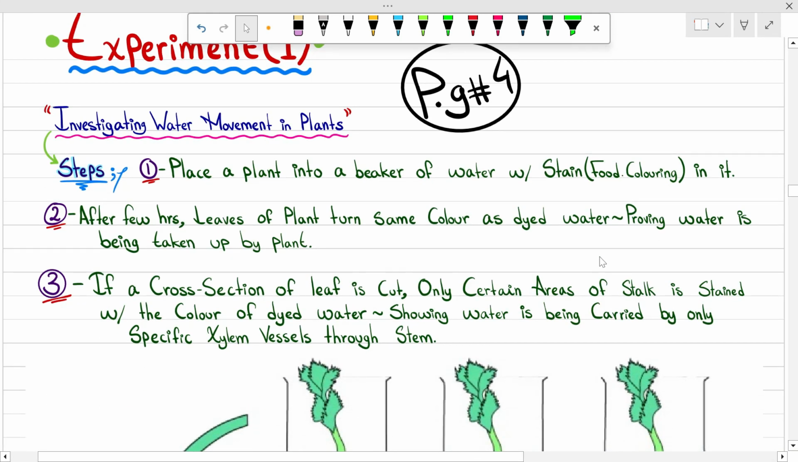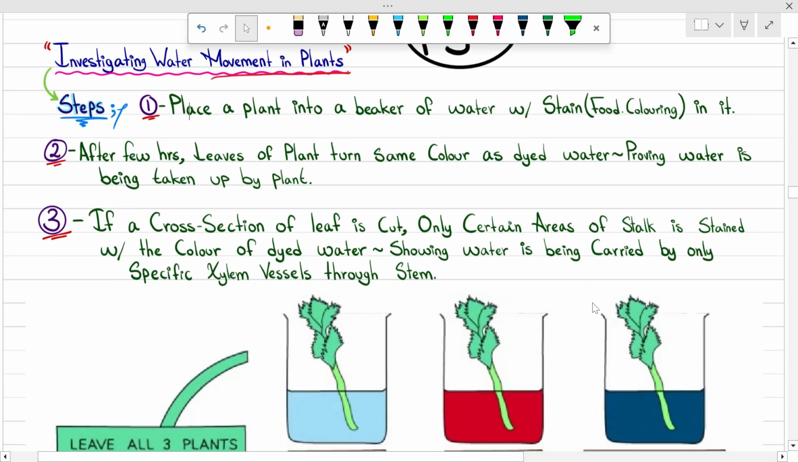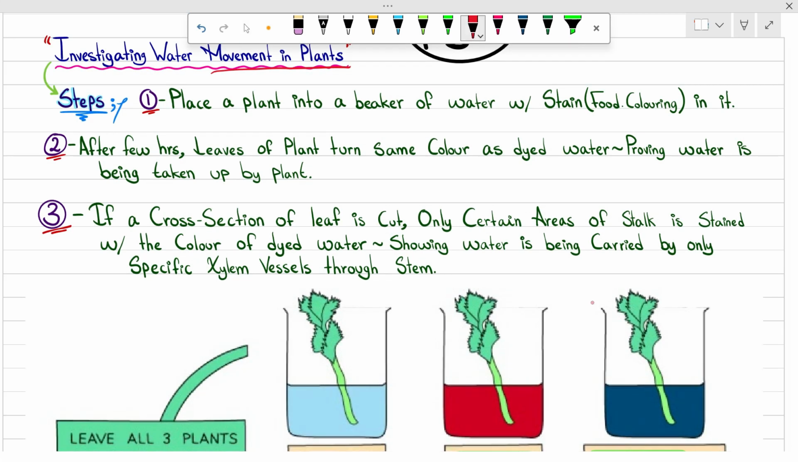So this way we have covered the basics of xylem and phloem. Now we're going to take our first experiment in this chapter, which is investigating water movement in plants. This is a very easy one. So first, we place a plant into a beaker of water with stain or food coloring in it. So you have a beaker of water, and this beaker of water contains food coloring. Then you place a plant inside it.